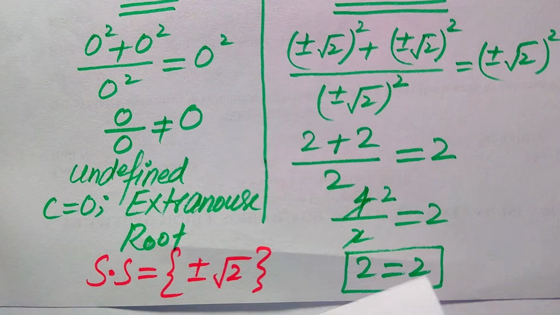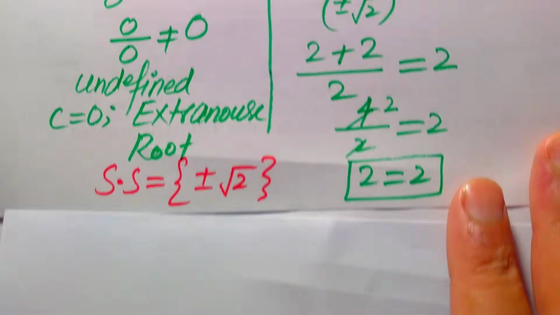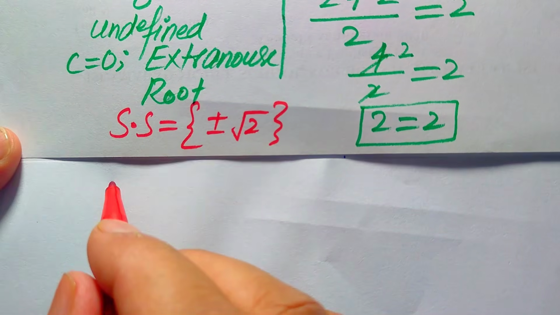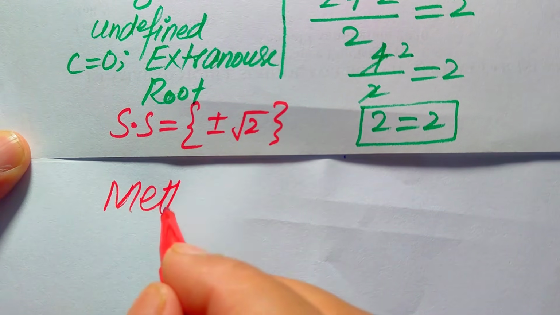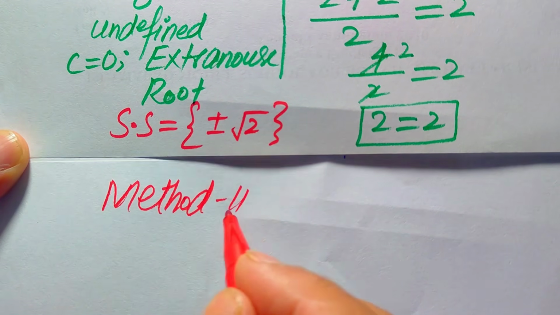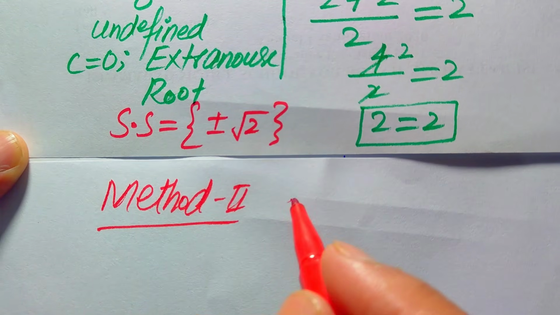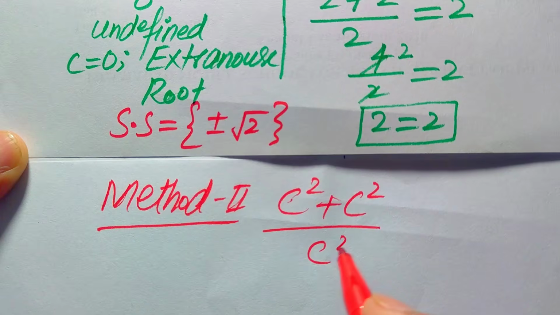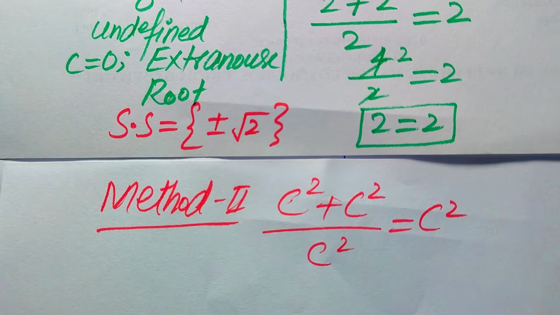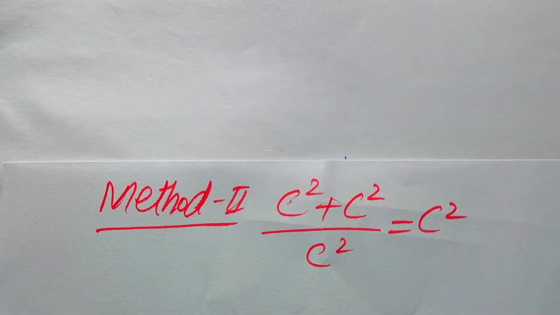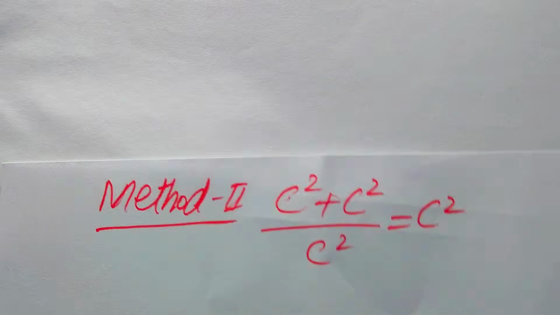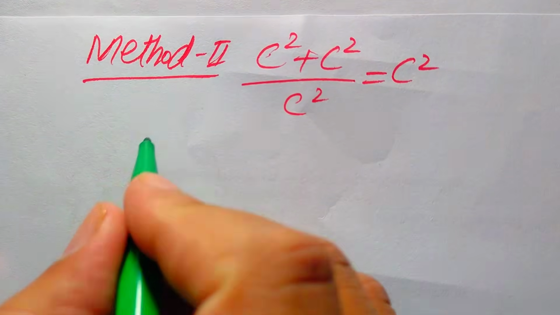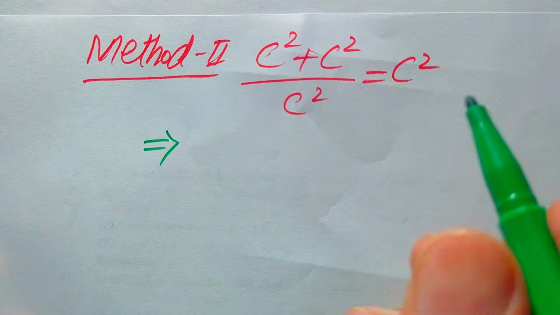And now we solve this problem again using a second method. For the second method, we copy down the given question statement: c squared plus c squared divided by c squared equals c squared. This is our given question statement. The second method is a very straightforward, quick method, where we quickly determine the solution set of this problem.